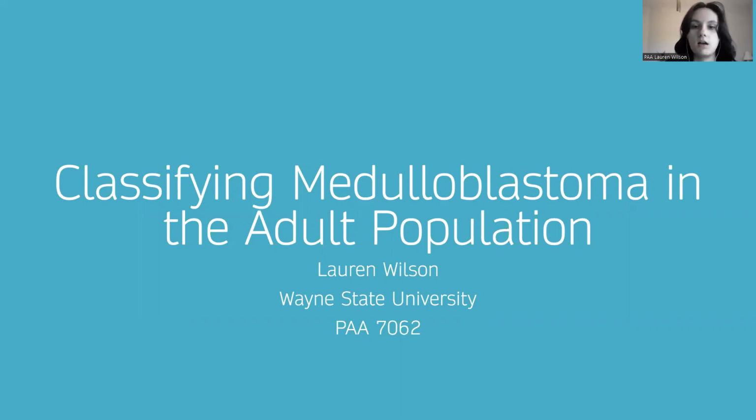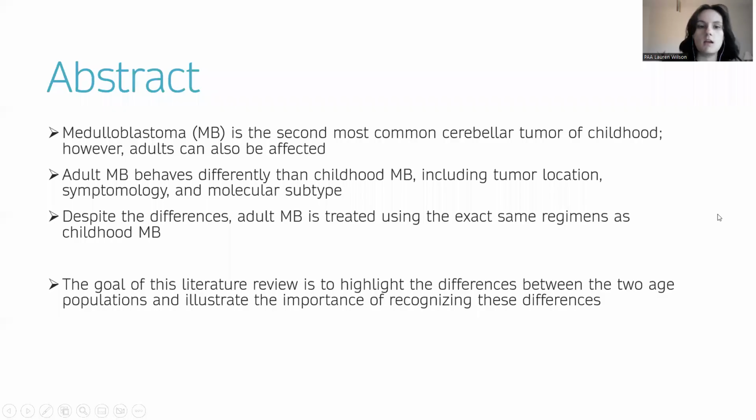My topic was on medulloblastoma, and I decided to go ahead and narrow that down to medulloblastoma occurring in adults. And as most of us know from ClinPath, medulloblastoma is a very common tumor in the pediatric population, in actually really young children, actually being the second most common cerebellar tumor. But adults can also be affected, which I did not know before picking this topic.